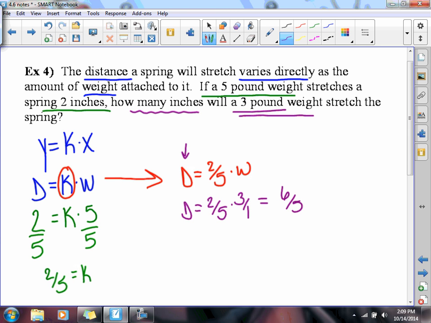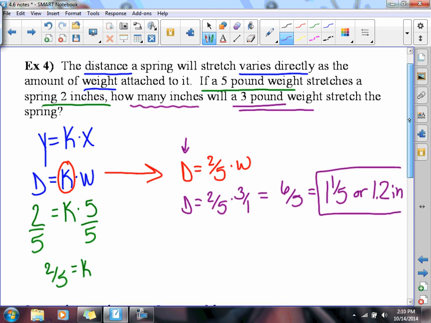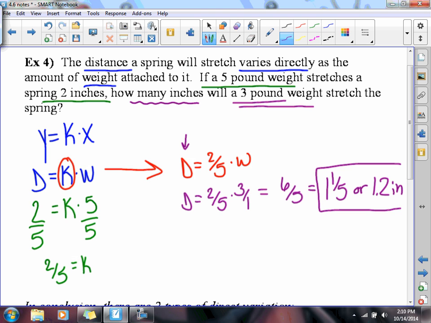Now it says how many inches, so we don't usually say 6/5 inches. So you could say 1 1/5, or if you wanted it as a decimal, you could say 1.2 inches. So here it's good to take a moment and think about the best way to represent your answer. So this is about as complicated as the problems are going to get, where they want you to write the equation, find the constant, rewrite the equation, and then use that equation to solve for a certain amount.